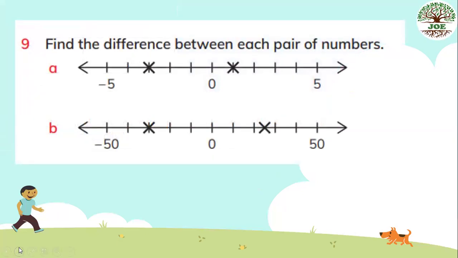Okay, number 9, find the difference between each pair of numbers. So we don't know what the numbers are. Here is 0 to 5. There are 1, 2, 3, 4, 5 parts. So each part is 5 divided by 5 is 1. So from 0, this is 1, 2, 3, 4, 5. So here is 0 and negative 5.